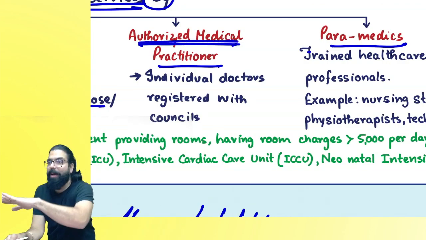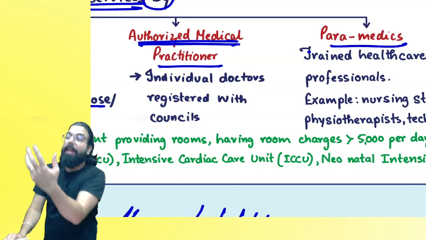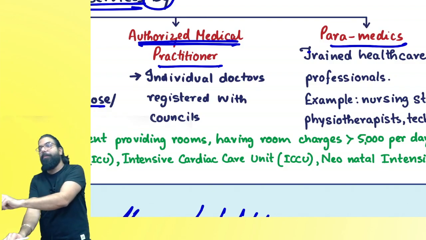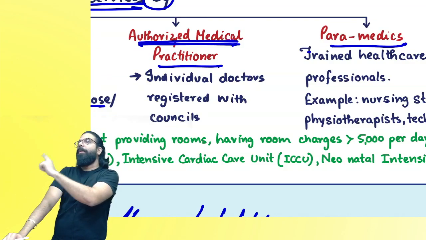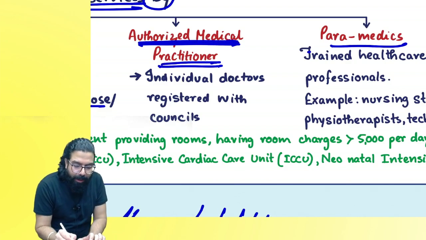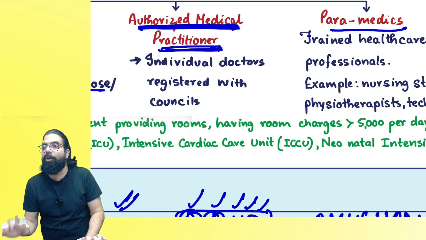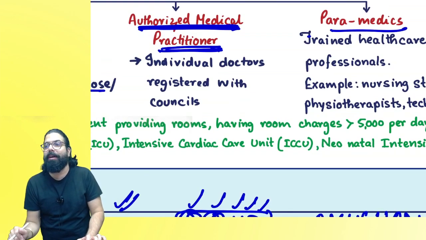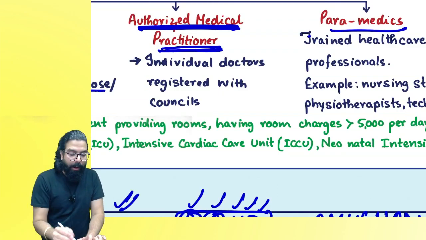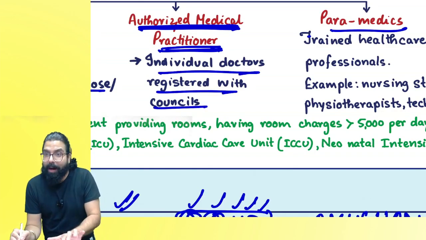We understood the meaning of healthcare. Healthcare service is not given by just anyone. It is given by a clinical establishment like hospitals, etc. Then, an authorized medical practitioner. If you are an individual doctor who did not pass MBBS, then you are not an authorized medical practitioner. An authorized medical practitioner is a person who is registered with the doctor's council.